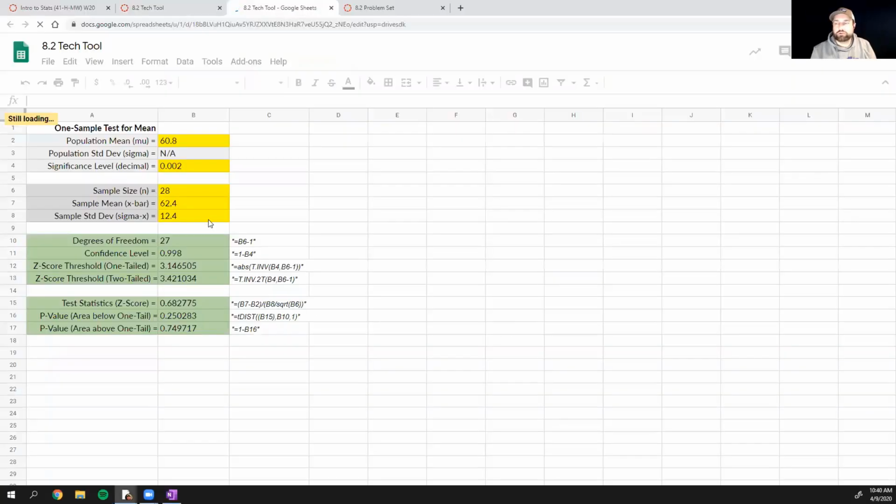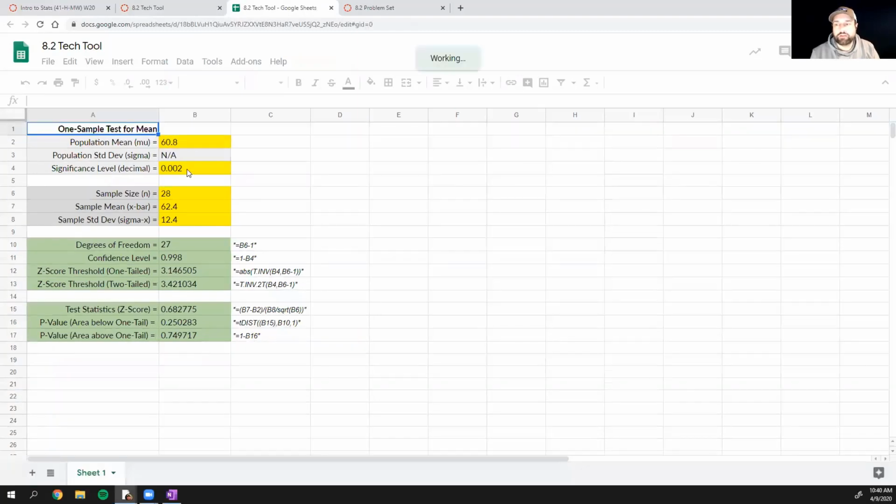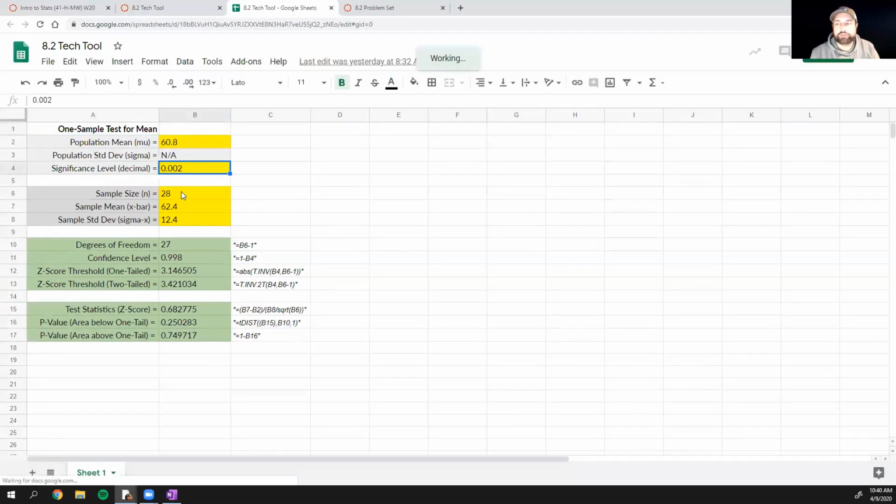So here's the TAC tool, and you're going to punch in the population mean, the significance level, the sample size, the mean of the sample, and the standard deviation of the sample. All this then is going to be calculated to give you your degrees of freedom, your confidence level, the z-scores of a one-tailed and a two-tailed, and then the test statistic, and then the areas. And so you can use this to answer the questions from 8.2.